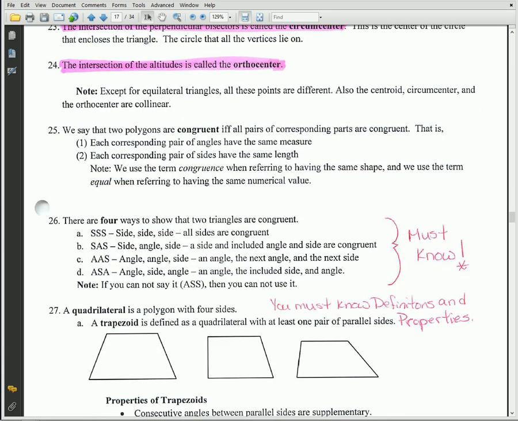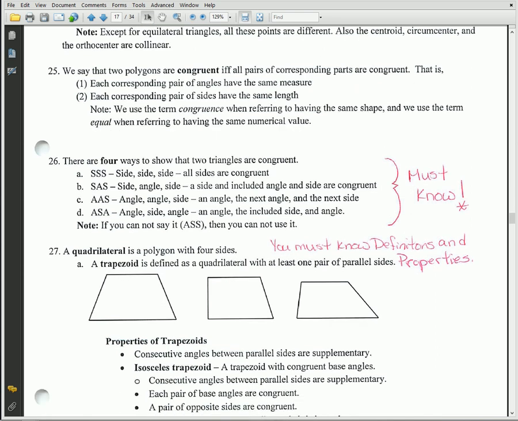We say that two polygons are congruent if and only if all pairs of corresponding parts are congruent. So that means that if polygons, now this could be squares or whatever, but right now we're going to just talk about triangles. If I have all three angles congruent, then the two triangles are congruent. If I have two triangles and their angles are congruent to each other, then those triangles are congruent. If their sides are congruent to each other, then they're congruent.